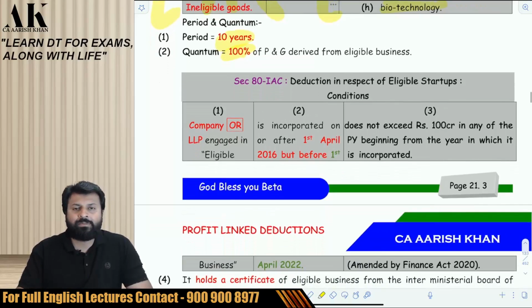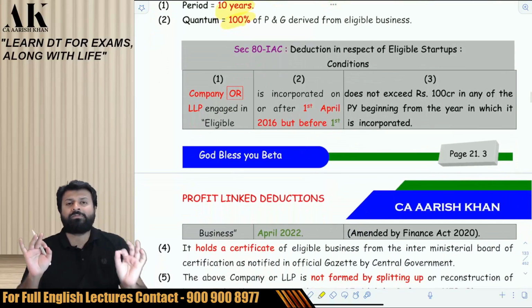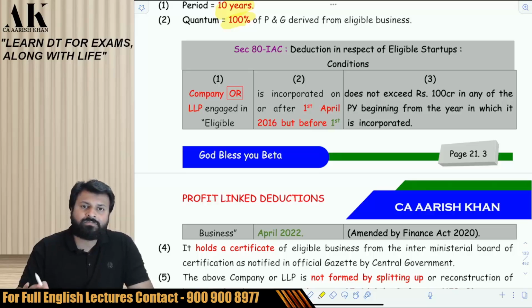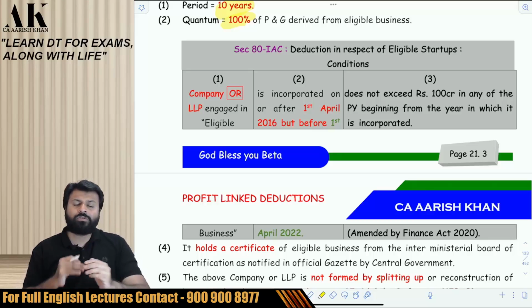Next one is an extremely important deduction which is available to eligible startups. So this deduction, first of all, eligible startups. This is available to startups who are engaged in innovative startups like Ola, like Oyo, like you can say Zomato, like Swiggy. These are startups in India. Okay. So this is available to startups.